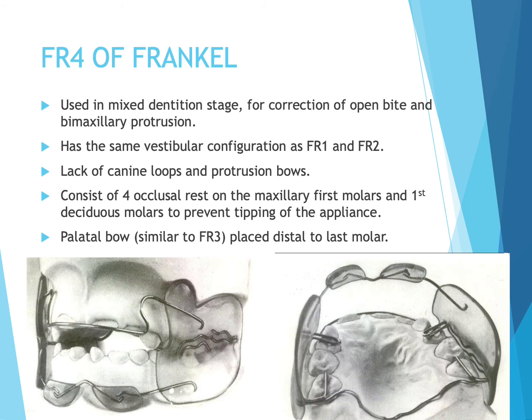Functional regulator 4 of Frankel is used in the mid-dentinal stage for correction of open bite and bimaxillary protrusion. The FR4 has the same vestibular configuration as FR1 and FR2. It lacks canine loop and protrusion bow. It consists of 4 occlusal rests on the maxillary first molars and first deciduous molars to prevent tipping of the appliance. The palatal bow is similar to FR3, which is placed distal to the last molar.